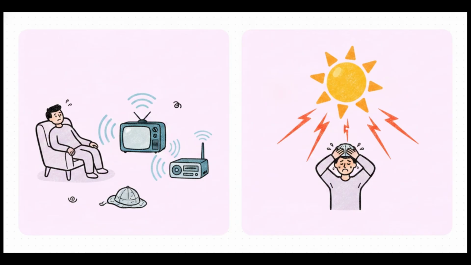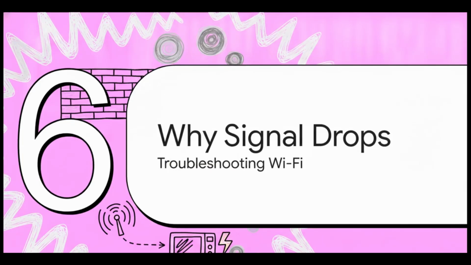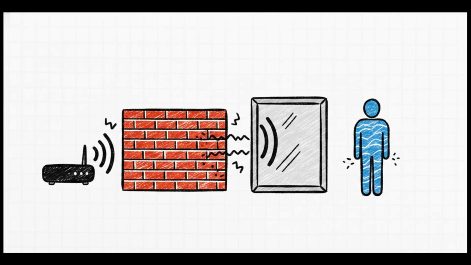Plus, the World Health Organization has explicitly confirmed there's absolutely no scientific evidence that exposure to these low-level electromagnetic fields has any negative health effects whatsoever. And finally, Section 6. Why your signal drops. Troubleshooting the invisible. So, if it's perfectly safe and incredibly fast, why does the signal still drop the second you walk into the kitchen? Well, Wi-Fi waves act a lot like light and sound.